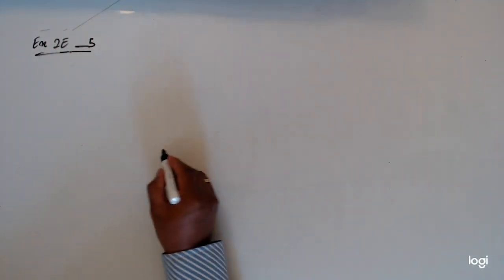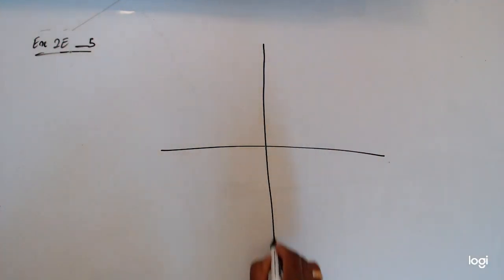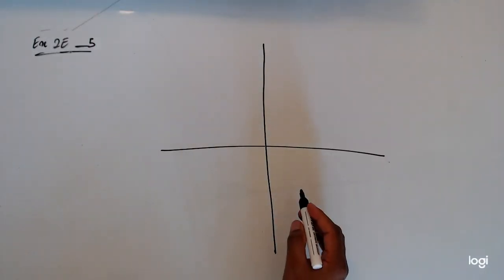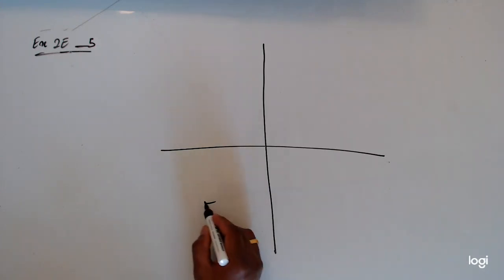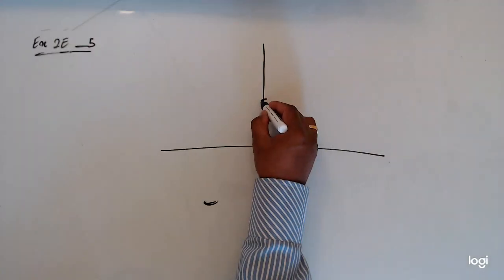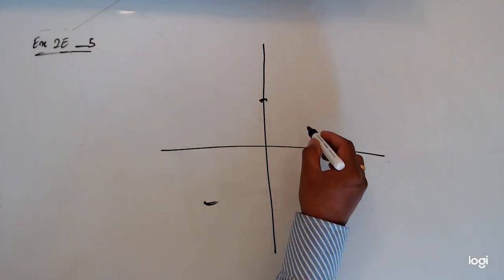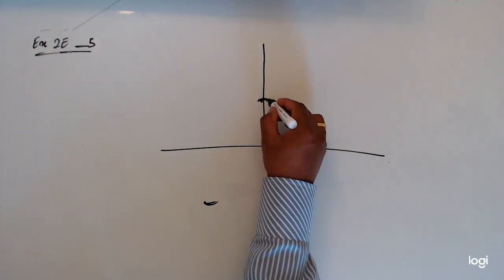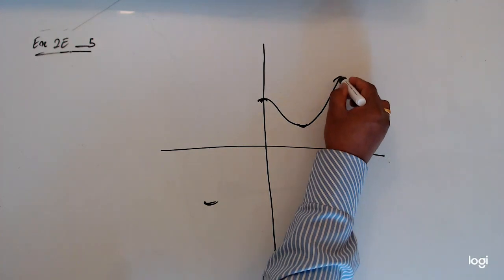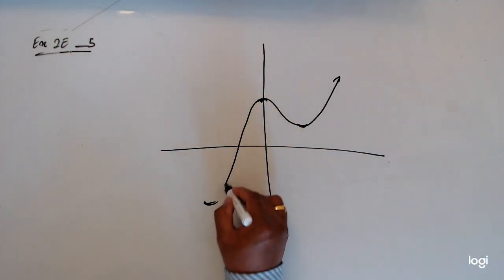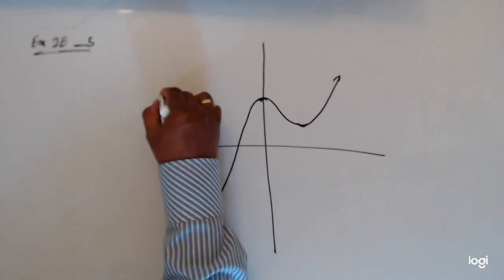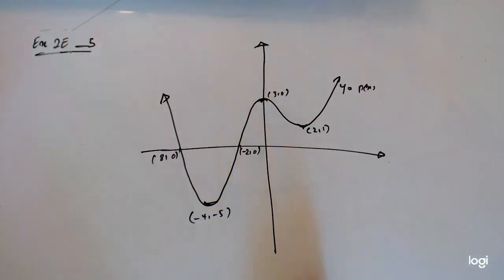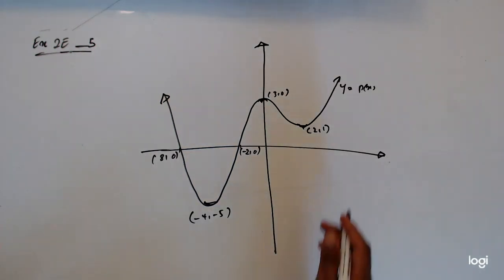Question number 5. One point is here, one major point, another point is here, and another point is a bit lower. So it should go like this. And so this is the y equal px graph.